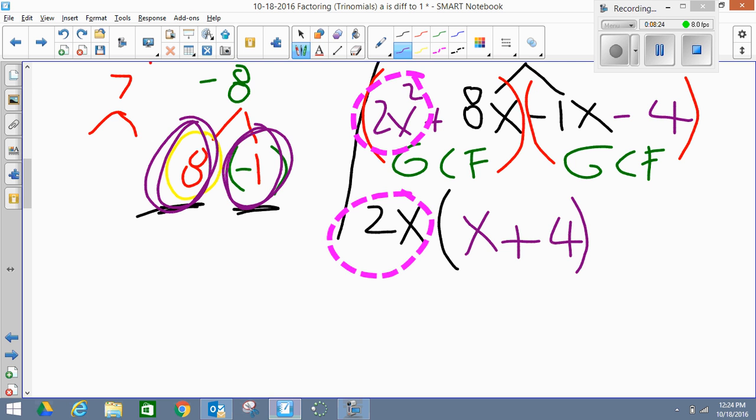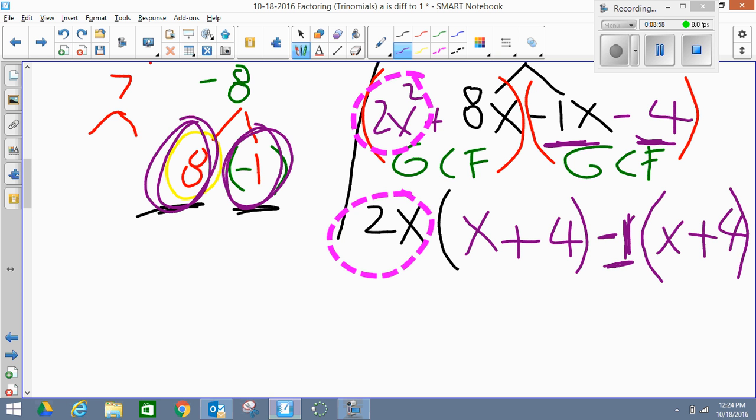If you notice, I have negative 1x minus 4. The only thing in common there is a negative on both terms. The 1 is not common. Well, actually, the 1 is common, but the 4 is not. So anytime there's nothing that I can bring out of a parenthesis, I bring a 1. So the negative is common factor, and I bring a 1. Now I open parenthesis. Negative 1x divided by negative 1, positive x. Negative 4 divided by negative 1, positive 4.